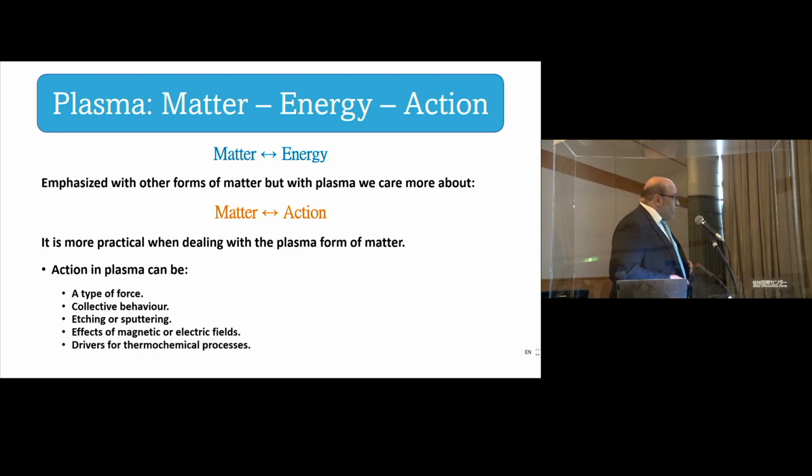Any type of force, etching, sputtering, effects of magnetic and electric fields, instabilities, and drivers you introduce for any thermochemical process, which we're probably going to talk about. For one reason or another, Langmuir named a sheath region around the plasma, maybe because he thought about matter and action in plasma, so he thought of a sheath.